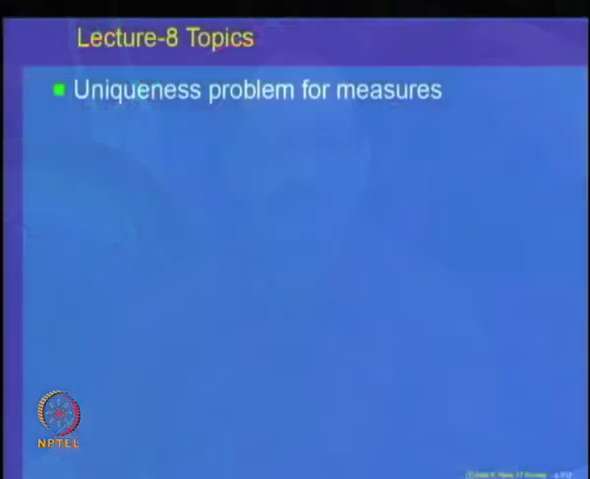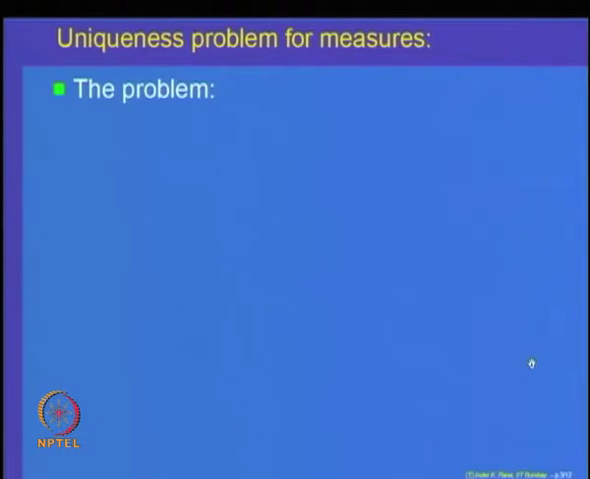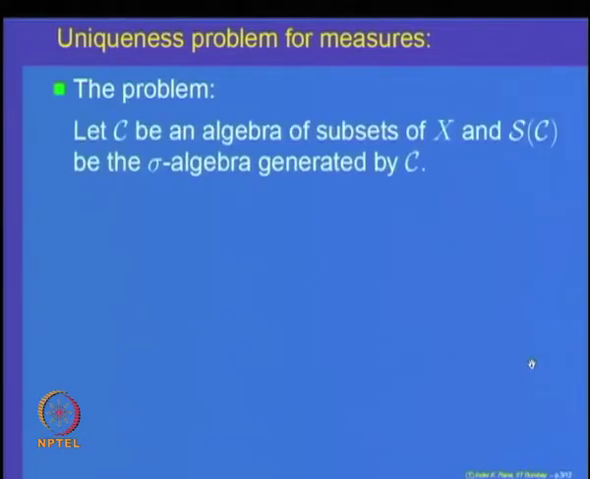So, for this we will need to define some terminology. So, let us look at the uniqueness problem for topic for today's lecture. So, the problem is as follows. We are given C, an algebra of subsets of a set X, and S of C is the sigma algebra generated by C. So, C is an algebra and S of C is the sigma algebra generated by C.